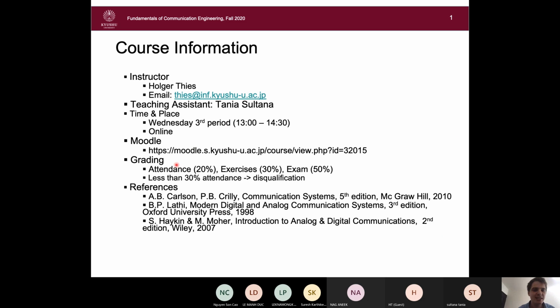About grading of this class, well, this is probably what you're interested in most. Around 20% of grading will be due to attendance. Then there will be maybe 1 or 2 exercises. They will just be something like a quiz on Moodle, some multiple choice questions. And in the end, I'm planning to have an exam in the last lecture, which will also use Moodle's quiz functionality. So the last lecture will be for the exam.